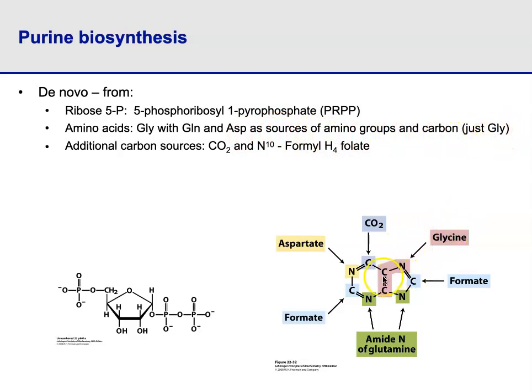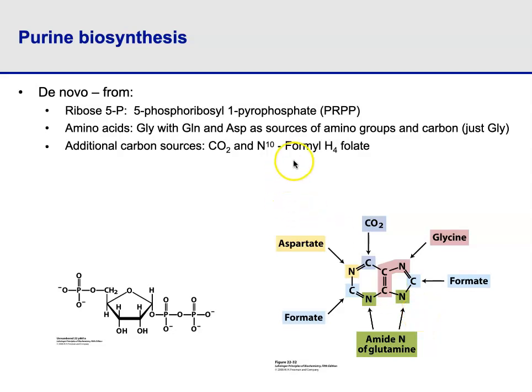So you can see glycine contributes amino groups and carbon, aspartate an amino group, and then glutamine, sorry if I said glutamate, but glutamine contributes nitrogens as well. Additional carbon sources are carbon dioxide and N-formyl tetrahydrofolate. You can see that tetrahydrofolate, well, it says here formate, contributes a couple of carbons as well. All right, so some of you might ask, oh my goodness, do I need to remember which carbon is contributed by who or by what?